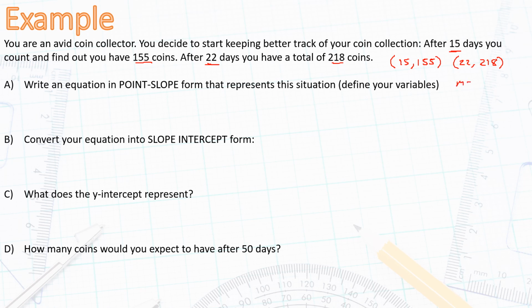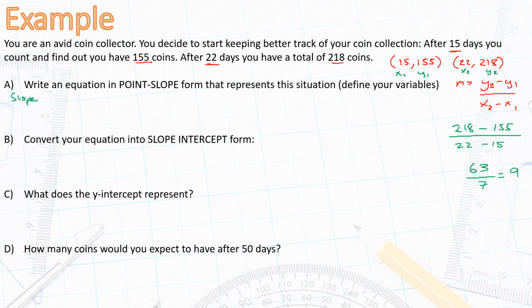So remember, that's m equals y2 minus y1 over x2 minus x1. So my values are going to come from the equation. So I got x1, y1, x2, and y2. So that'll be 218 minus 155 all over 22 minus 15. So 218 minus 155 is 63, and then 22 minus 15 is 7. And 63 divided by 7 is 9. So our slope is 9.